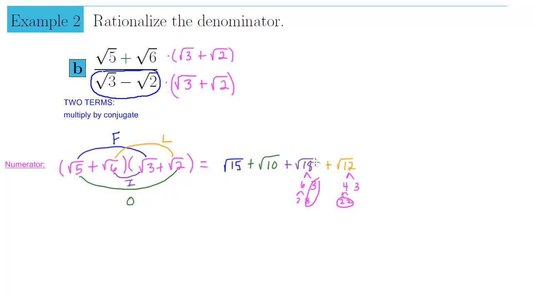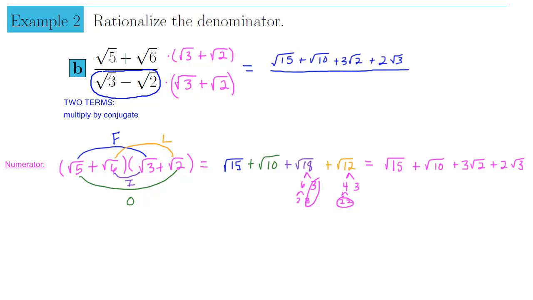So let's write the simplified version of the numerator. It'll have a root 15 plus root 10. Instead of root 18, you're going to get a 3 outside and a 2 inside. So plus 3 root 2. And then instead of root 12, you're going to get a 2 outside and a 3 inside. So 2 root 3. So this is what the numerator becomes after we multiply by the conjugate. So let me go ahead and write that in there so we have it complete.